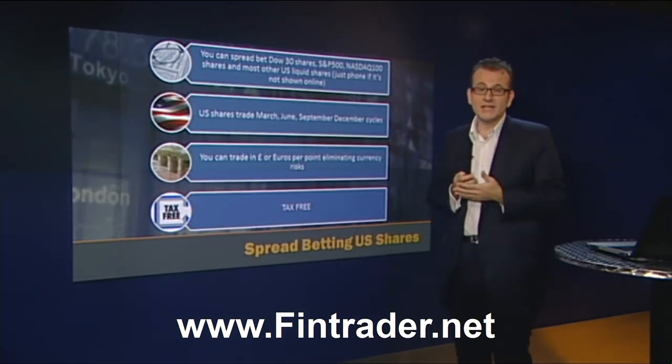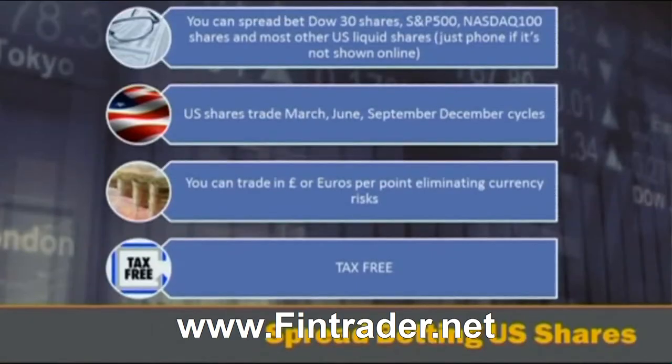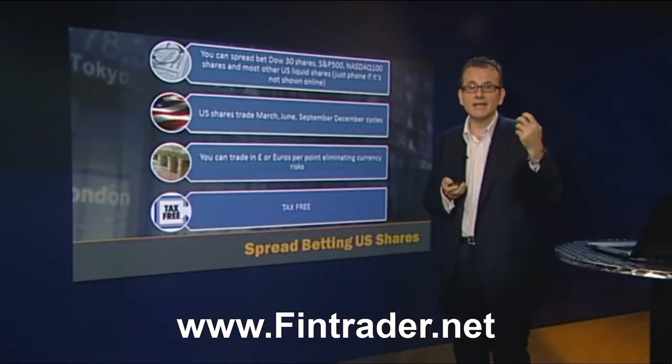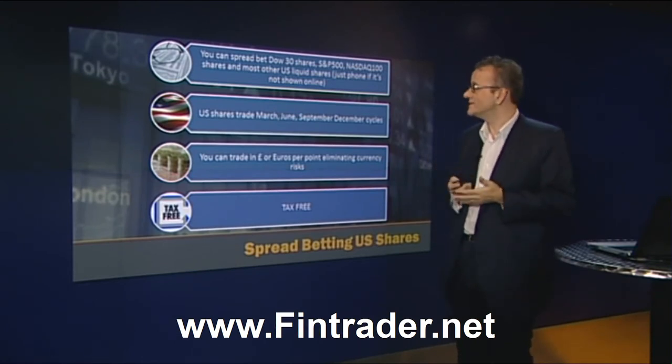The Dow 30 shares is a good place to start. Many have heard of the Dow Jones Index. It's got 30 companies in there. They're all big companies and they're all quite easy to spread bet and they're liquid. Remember, if there's a particular US share you find in ShareScope and then you go onto IG Index and you see, oh, they're not offering it, it doesn't mean they won't do it. Pick up the phone and say, look, I want to trade XYZ. And many times they'll still quote you a price. It's just that it's not necessarily in their system.